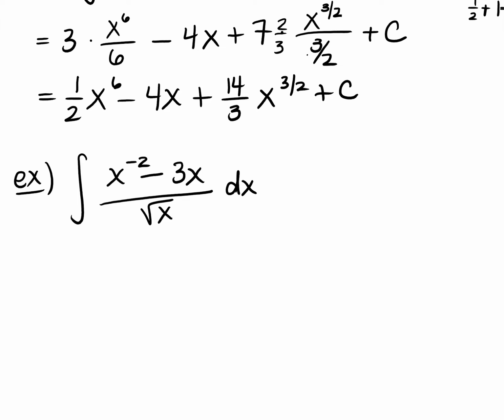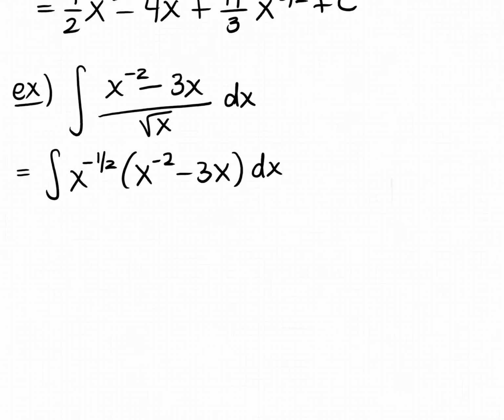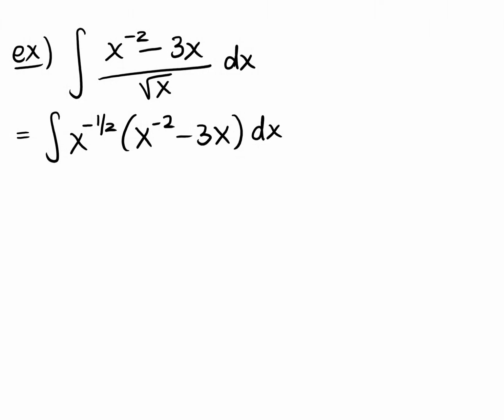So just like we would have if I had asked you to take the derivative of this, I'm going to rewrite this as x to the negative 1/2. There are a couple ways you could do this, or you could divide each term by x to the 1/2. That would be fine also. But I'm just going to rewrite it as x to the negative 1/2, right? That's this guy right here.